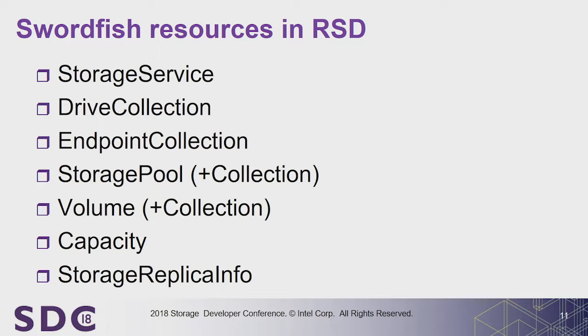There is an endpoint called capacity, so you see how much capacity is available for the data, for the metadata, and so on. And the last one is the storage replica info. Storage replica info is used to allow the user to clone volumes. So if you create a volume, you can clone this volume from the other to have some replication.